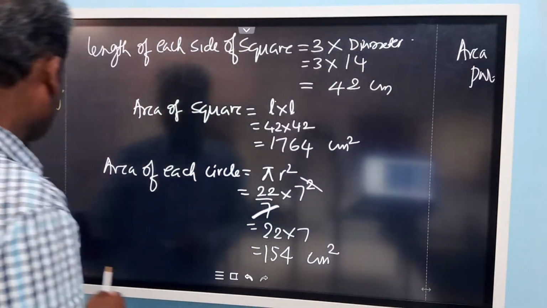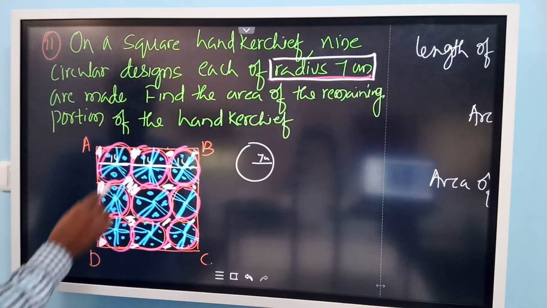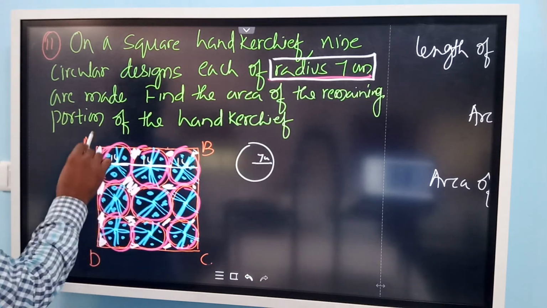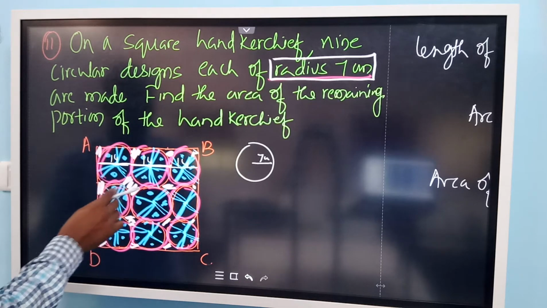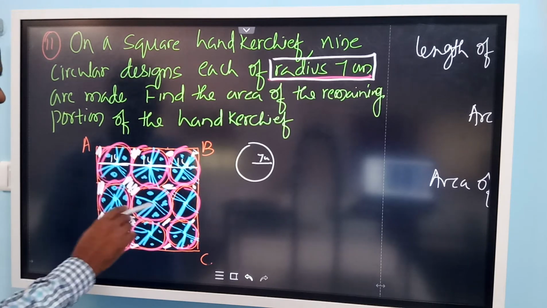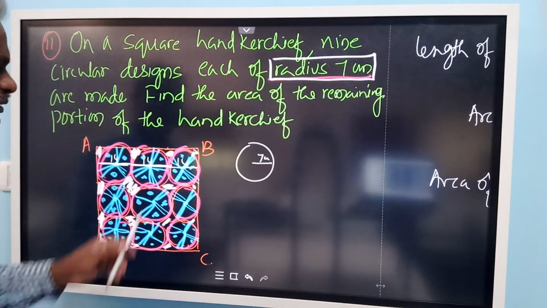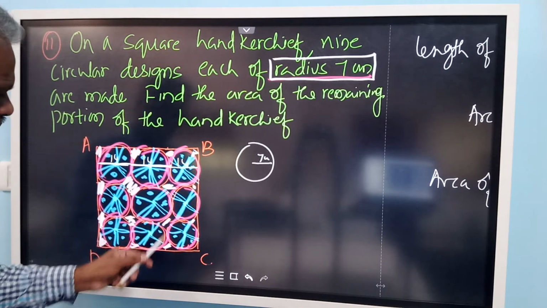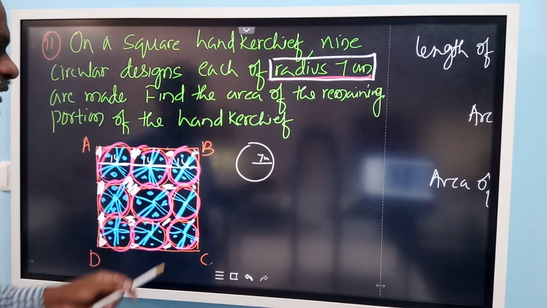See, if you remove these designs from this total area, so there are 9 circular designs. Total area you calculate using side into side. Then area of circle into 9. Subtract this 9 circles from this kerchief. It gives you the remaining portion. Wherever that is empty place, at each place, then you will get that area.